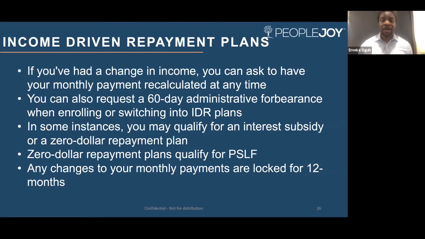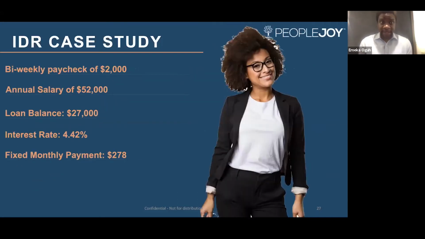Based on your income, you may qualify for an interest subsidy or a $0 repayment plan where what is required from you on a monthly payment is $0 a month. The good thing about these $0 repayment plans is that they qualify for public service loan forgiveness. And also, whenever you make a change to your income-driven repayment plan, that change is locked in for a period of 12 months. So if you had a change in your income, you enrolled in an IDR plan or changed it, whatever changes you make, your new monthly payment is going to be locked in and set for the next 12 months.